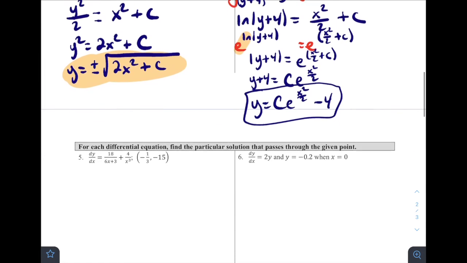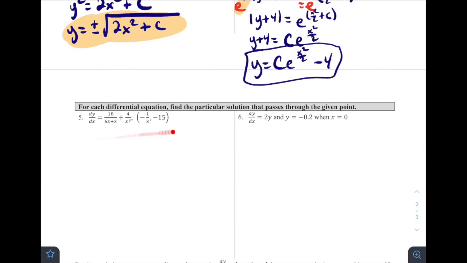So in this particular one for problem number 5, what we're going to want to do first is notice that for this equation all the x's are already on one side, and our dy is the only y term that there is here. So I'm going to multiply by dx on both sides. We're going to say that dy is equal to 18 over 6x plus 3 plus 4 over x cubed, and I'll just put that dx here on the end.